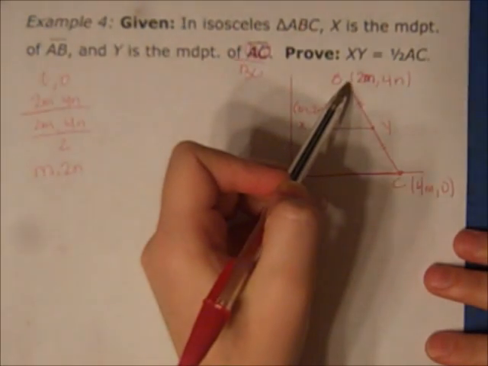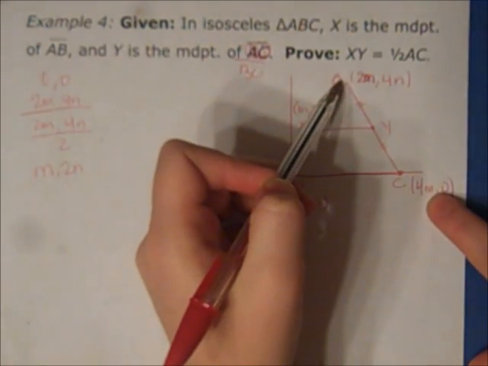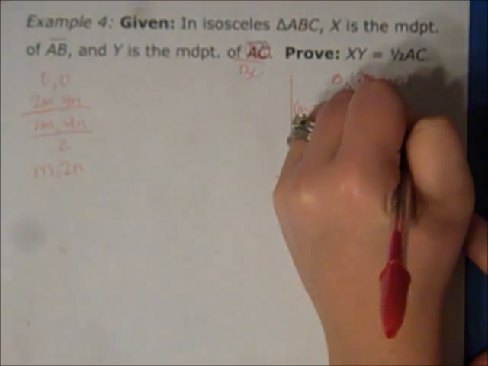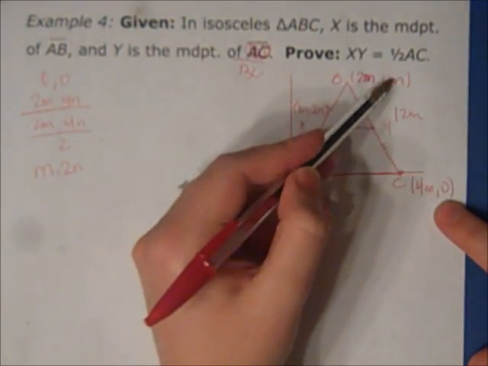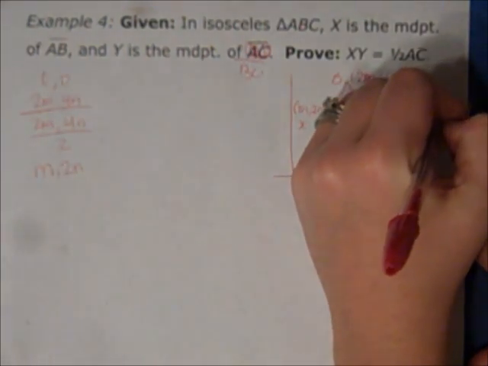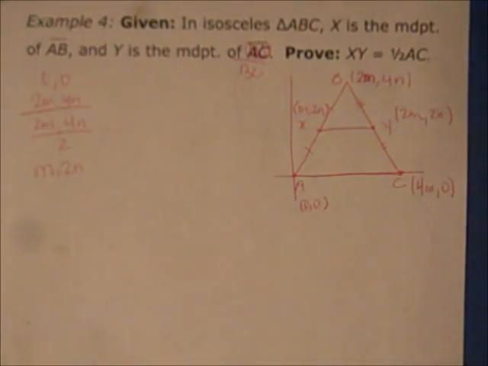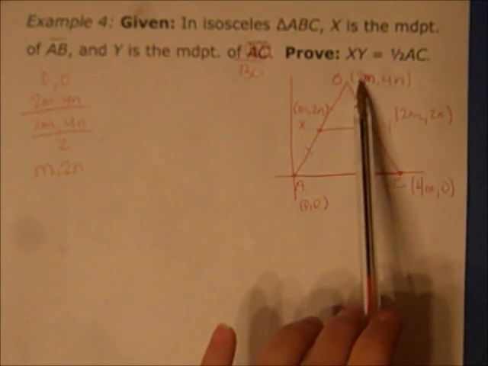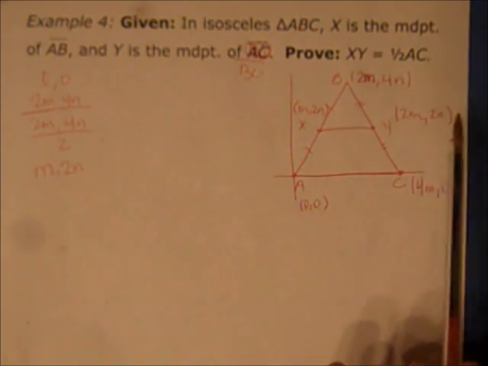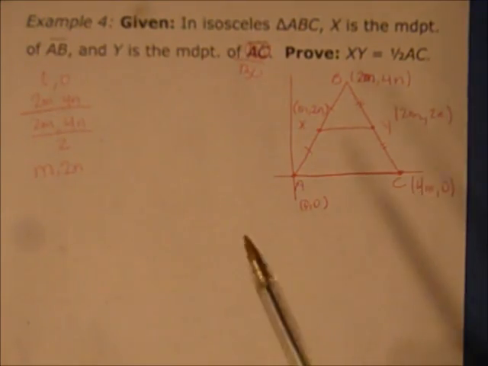Same thing over here. If this is at 2m and this is at 4m, then halfway would be 3m. If this was at 0 and 4n, then halfway would be 2n. Okay, so I know those coordinates are a little hard. Rewind and watch that again if you had a hard time with that. I picked nice, even numbers so that when I cut them in half, it would still be even numbers. I wouldn't have decimals. So 0, 0, m, 2n, 2m, 4n, 3m, 2n, and 4m, 0.